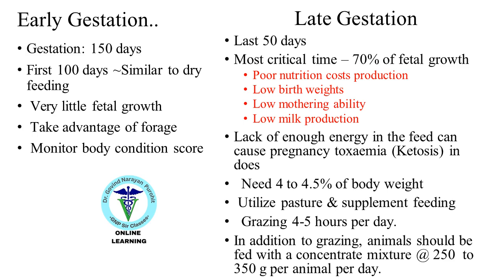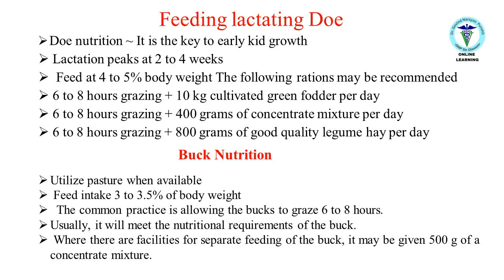Need 4 to 4.5% of body weight. Utilize pasture and supplement feeding. Grazing 4-5 hours per day. In addition to grazing, animals should be fed with a concentrate mixture at 250 to 350 grams per animal per day. Feeding lactating doe. Doe nutrition is the key to early kid growth.